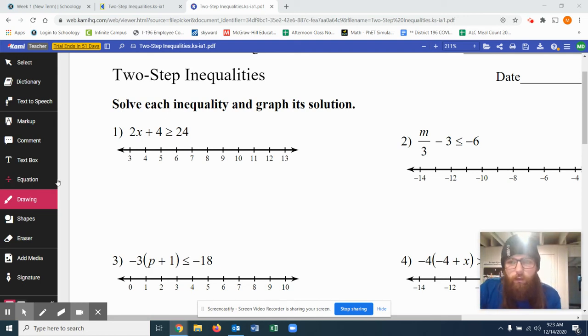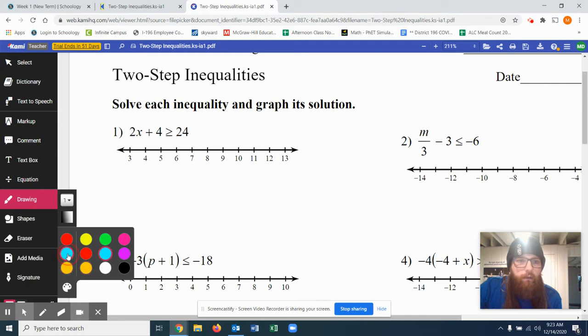I wanted to do a couple problems with you here, just in case you guys are getting stuck. So we're taking a look here at question number 1. We need to solve this inequality and then graph its solution. So we've got 2x plus 4 is greater than or equal to 24.